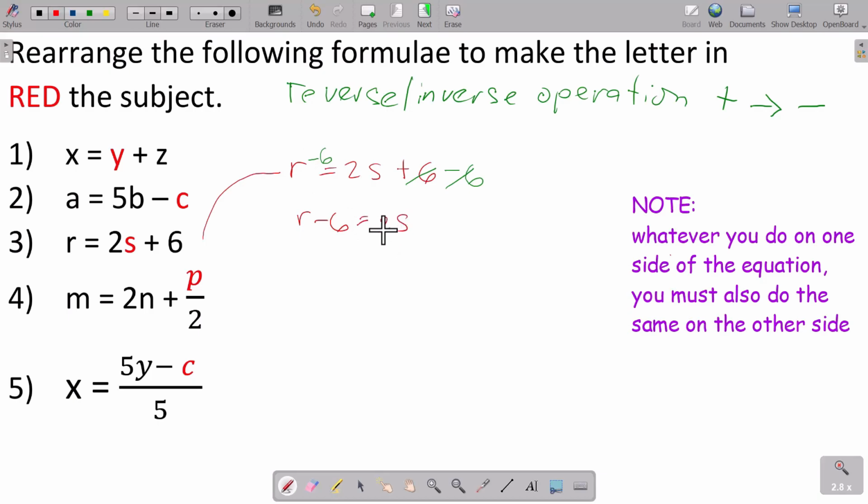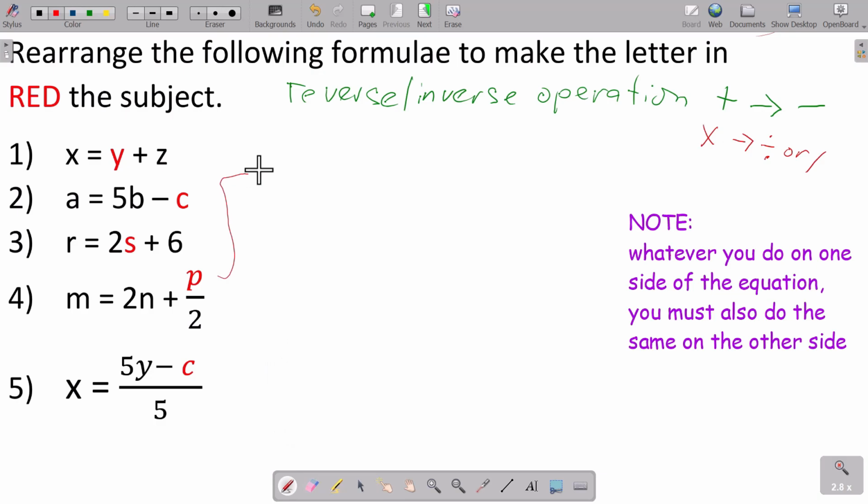We can eliminate 2 by using the reverse or inverse operation of this multiplication. The reverse operation of multiplication is division. So we will divide this expression by 2, and we also do the same on the other side. Divide this whole expression by 2. Here 2 will be cancelled, s will be on its own, and we now have r minus 6 over 2 equals s. S is now the subject of the formula. We can rewrite this as s equals r minus 6 over 2.